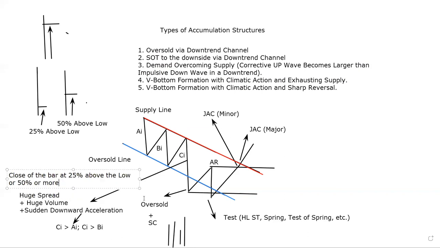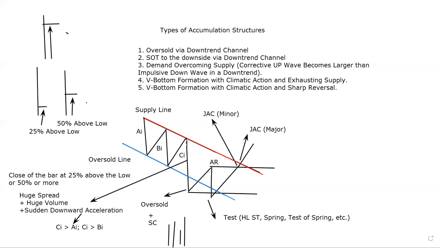Okay. All right. These are three criteria which you need to check for the close of the bar, how the climatic bar is. So the climatic bar should close at 25% above the low, or 50% above the low, or more than 50%. It should have a huge spread. It should have huge volume. It should have a sudden downward acceleration.